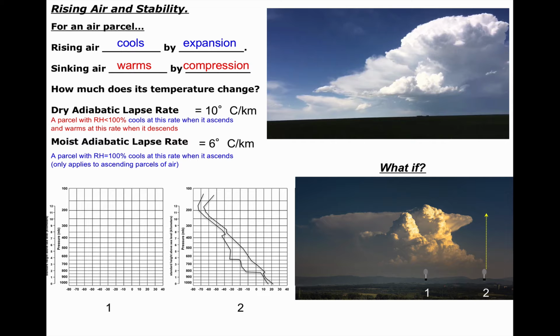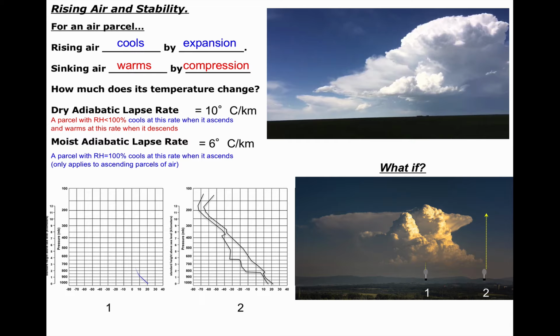Balloon number 1 is going to go up inside of the storm. Because it's inside of the storm, it's inside of a parcel. And because it's inside of a parcel, it only has 2 rates at which its temperature can cool. Below the cloud base, it'll cool at 10 degrees. Above the cloud base, it'll cool at 6 degrees Celsius per kilometer.